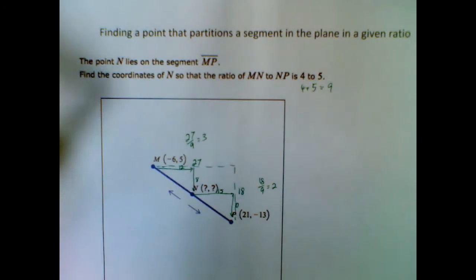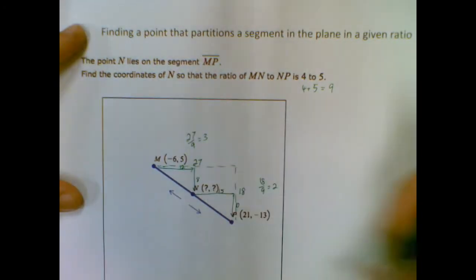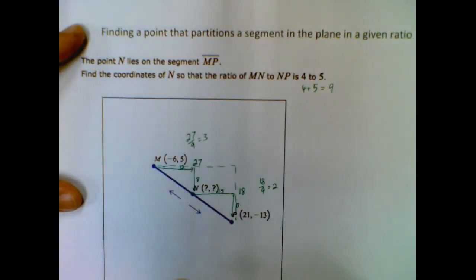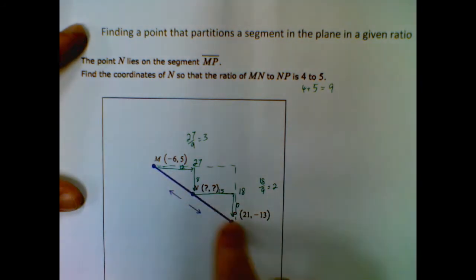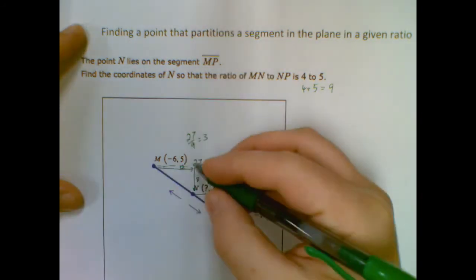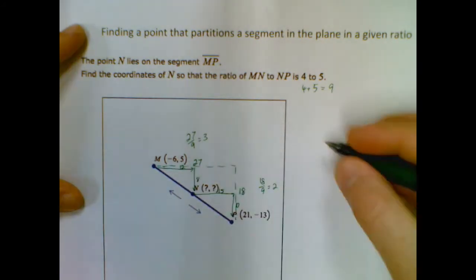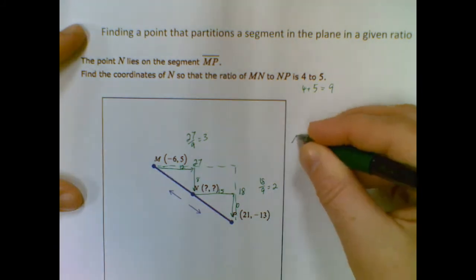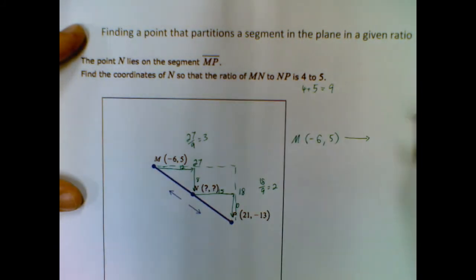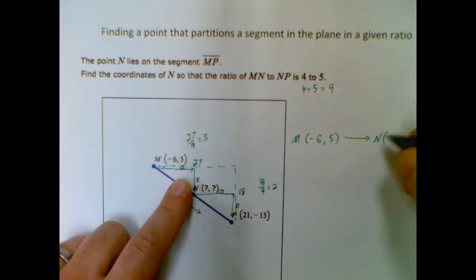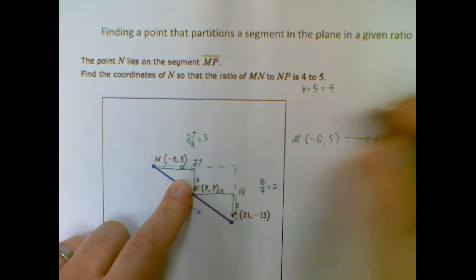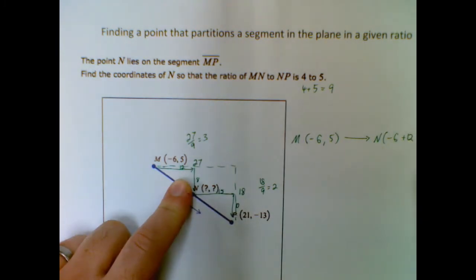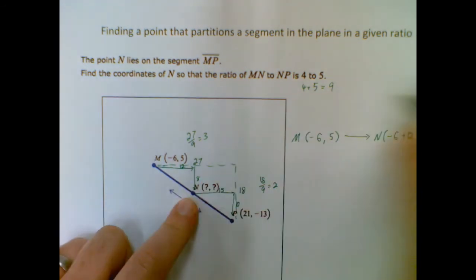Hence the partitioning. But I only care one way or the other, so I'm just going to pick M and go to N. If you wanted to go the other way, you could. It doesn't really matter. So I'm going to take my M point, which is (-6, 5), and I'm going to change it to my N, which I don't really know what it is yet. I know it's -6, and I'm going right, so plus 12. And 5, and I'm going down, so -8.